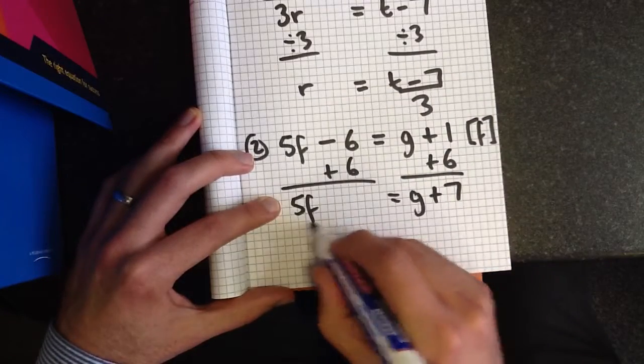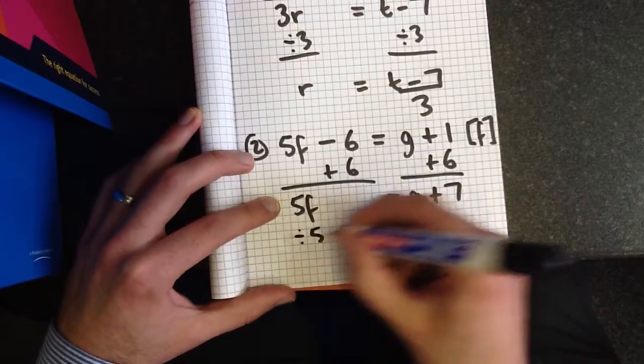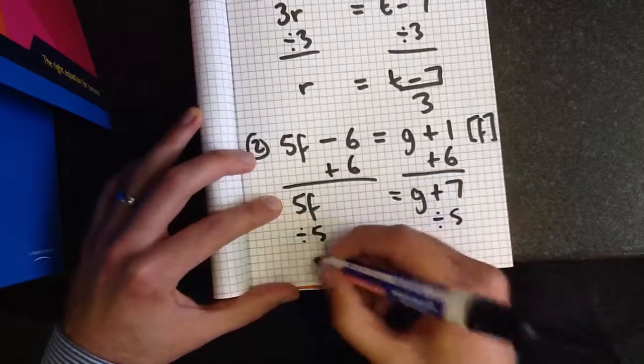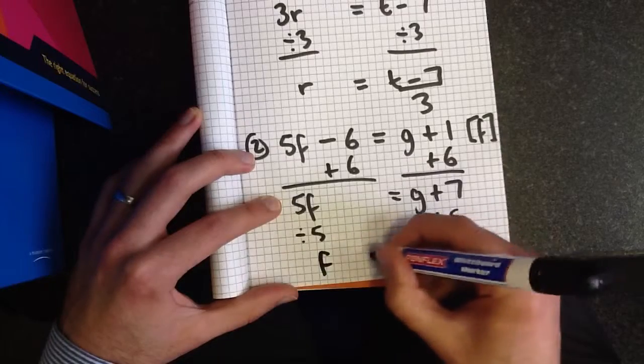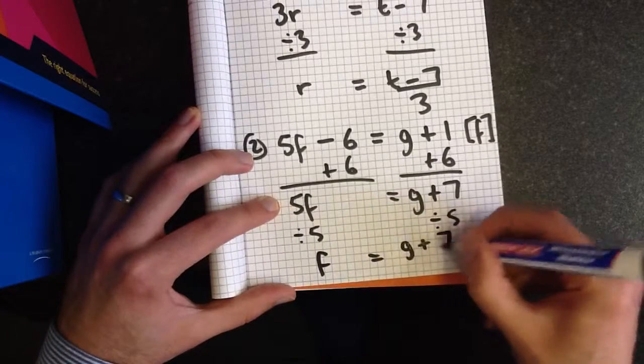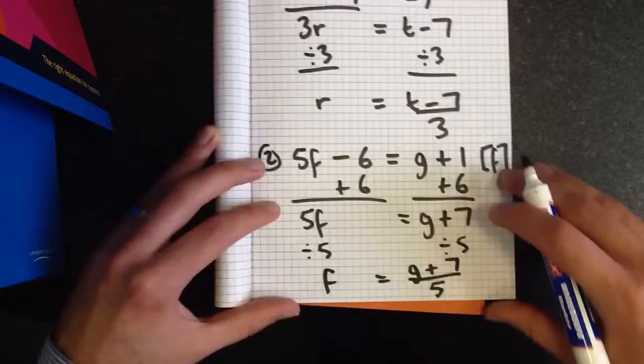To undo times by 5, I need to divide by 5. So divide both sides by 5. So I get that f equals g plus 7 all divided by 5.